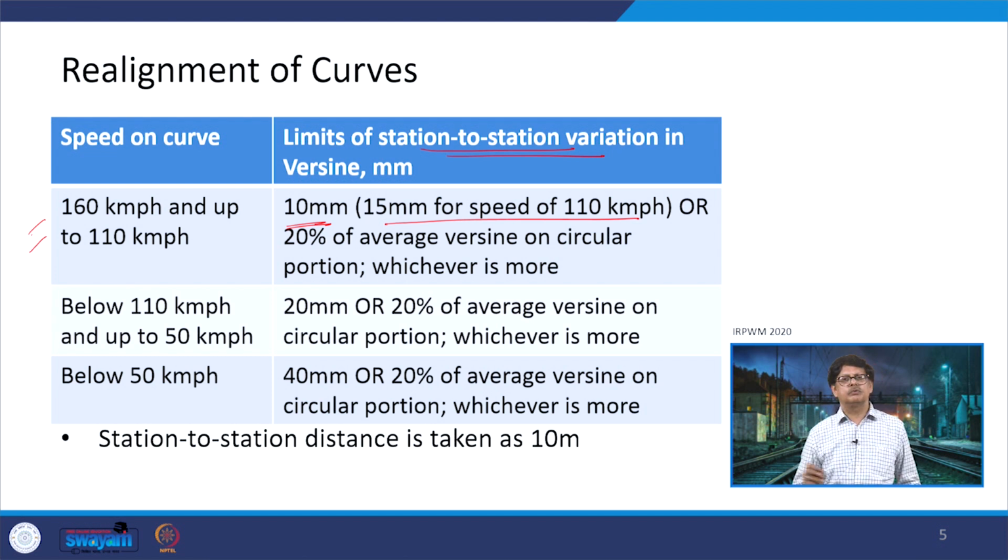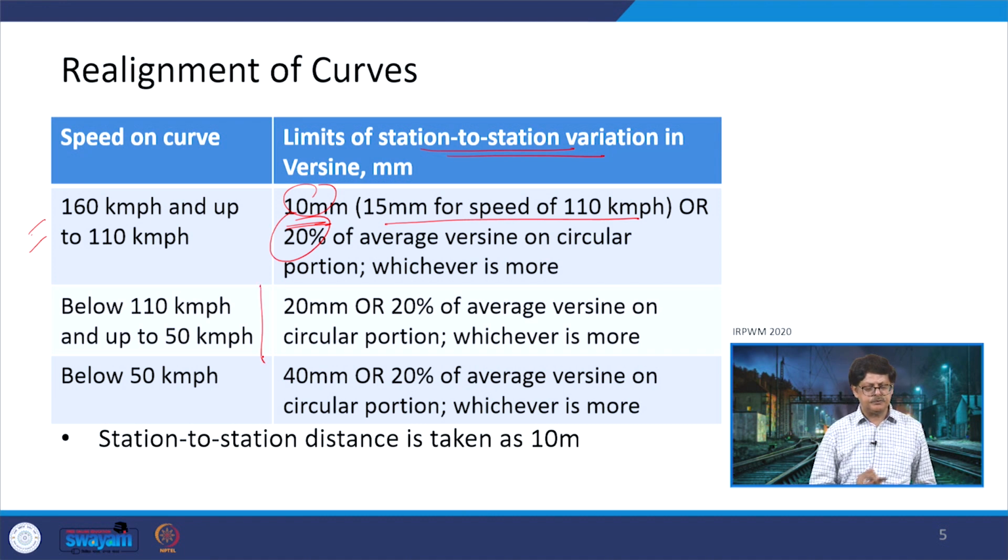So, whatever the circular portion is there, if you have taken the readings at different locations, different Versine stations which are 10 meters apart, take an average of that and 20% of that, that is the value which we are talking here. So, it should not be more than 10. If it is more than 10, then 10 will be taken. If it is less than 10, then that actual value will be taken.